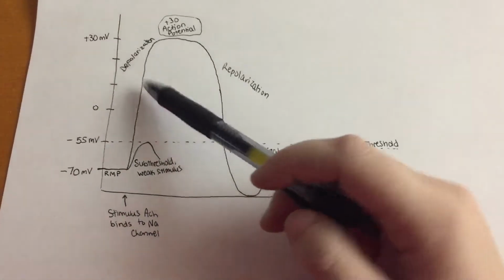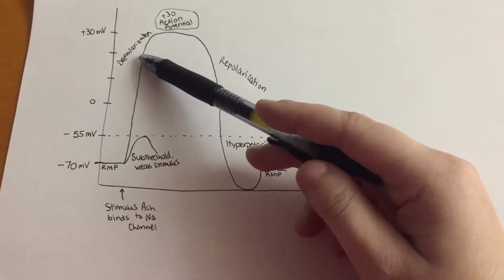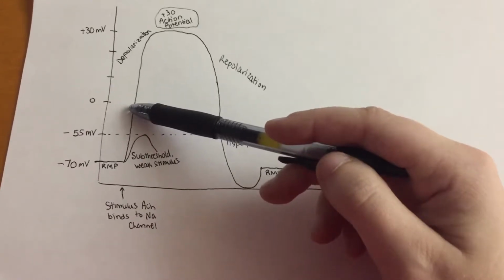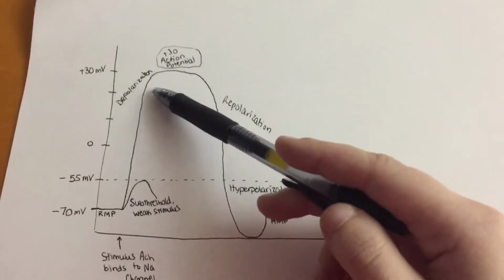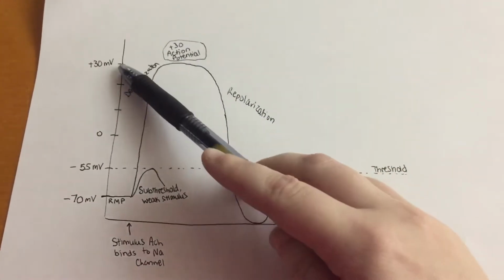Then is depolarization. This is where there's a sodium influx which is released into the muscle fiber. ACH attaches to the ligated channels, and this causes them to open and then release into the synapse. And next it reaches action potential, which is plus 30 millivolts.